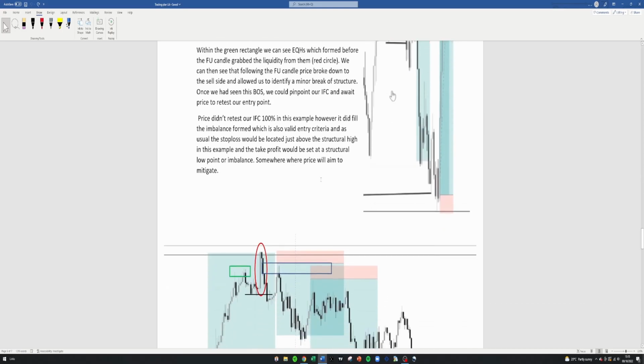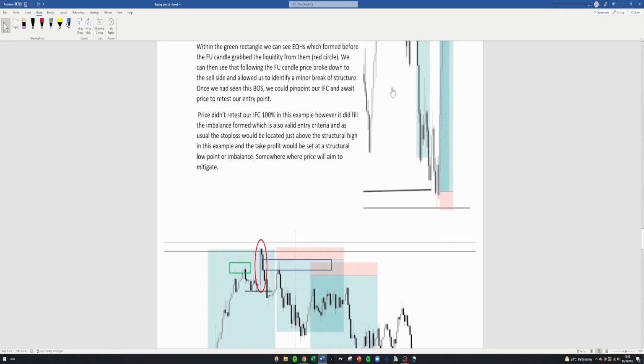So here within the green rectangle we can see equal highs which formed before the institutionally funded candle grabbed the liquidity from the red circle. So here on price we can see equal highs have been formed, consolidation, and then a huge institutionally funded candle claiming the liquidity from those equal highs.